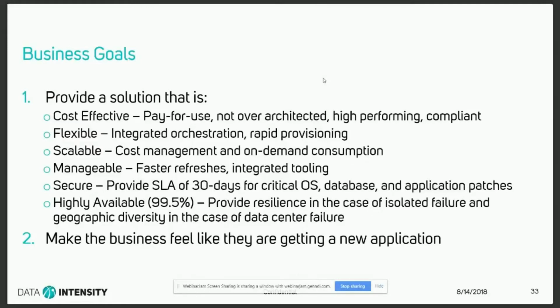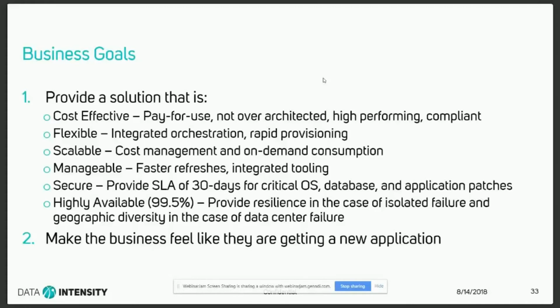So from a licensing perspective, they were limited in terms of what they could do. So I mentioned before, being able to use that automation and orchestration to very quickly provision resources in the event of a disaster was something that was very appealing to them. They also wanted to make the business feel like they were getting a new application.